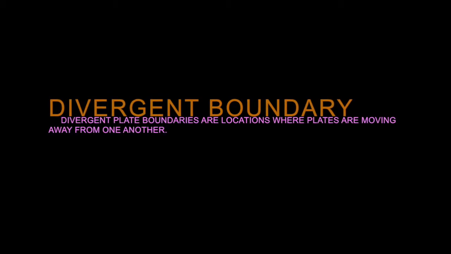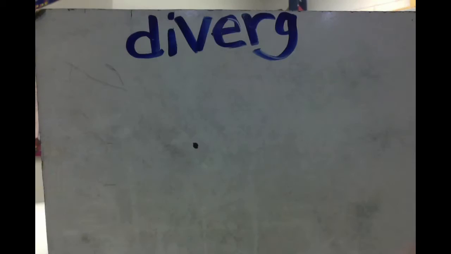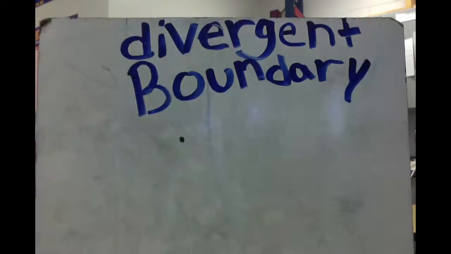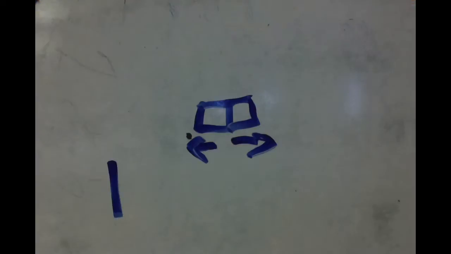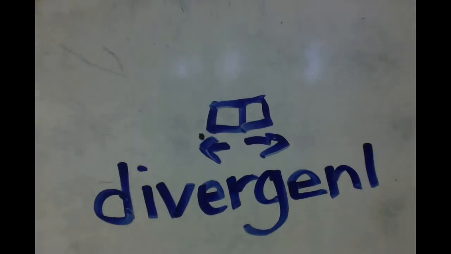A divergent boundary occurs above rising convection currents. The rising current pushes up on the bottom of the lithosphere, lifting it and flowing laterally beneath it.